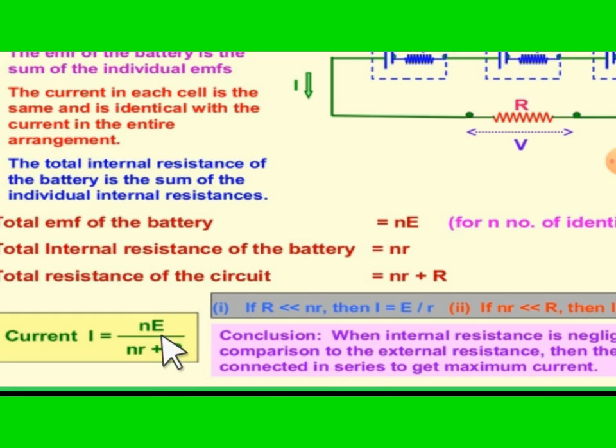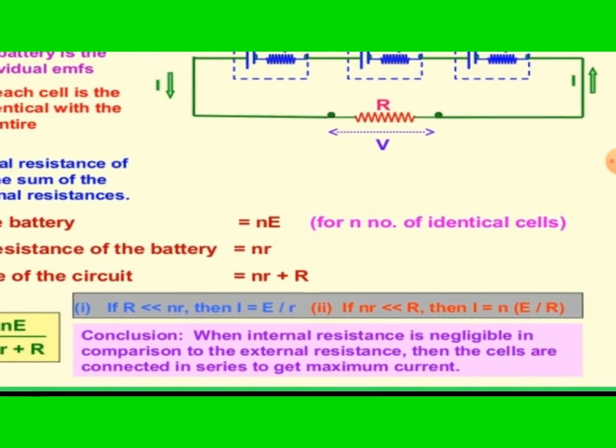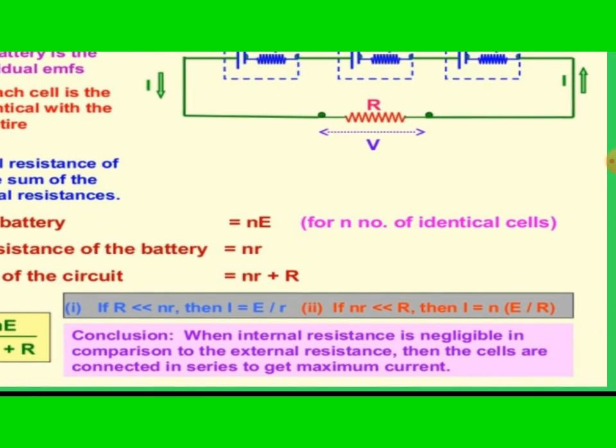So E by R is nothing but what? The current that is produced by the total cells connected in series will be equal to n times E by R. So this is the maximum current that can be produced by those cells connected in series.